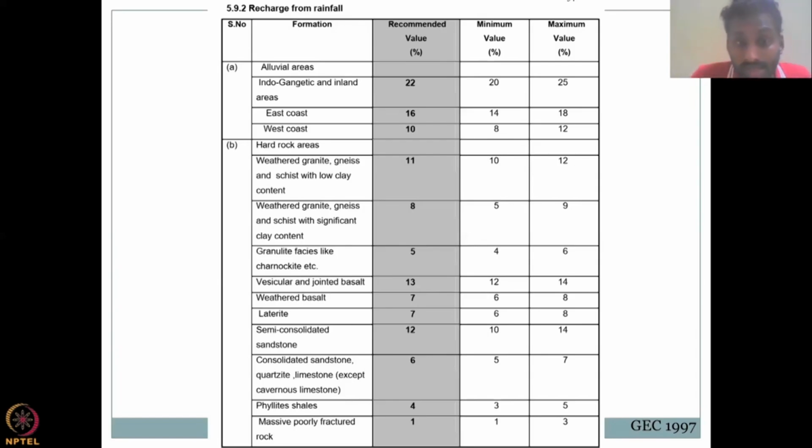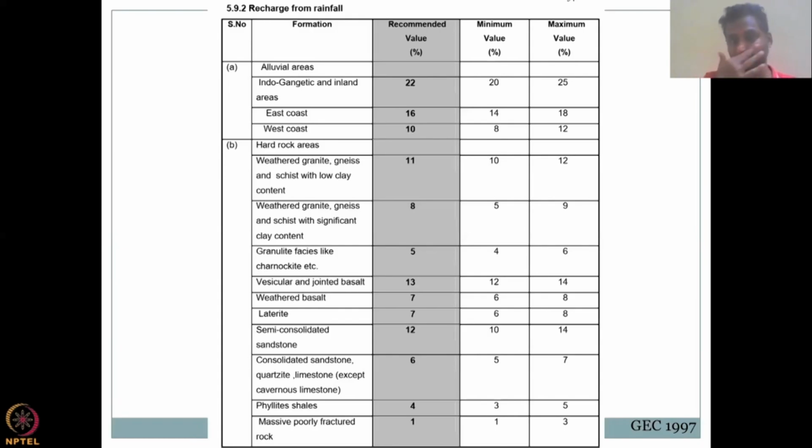So you have the Indo-Gangetic and inland areas. Suppose 100 mm rainfall. So for example, in the Indo-Gangetic, you have 1500 mm rainfall. 22% of that, the recommended value, is recharging into the groundwater. So if you have your rainfall in millimeters, your recharge is also in millimeters. So 100 mm rainfall gives you 22 millimeters of recharge. What happens to the rest? It goes as ET and surface runoff.